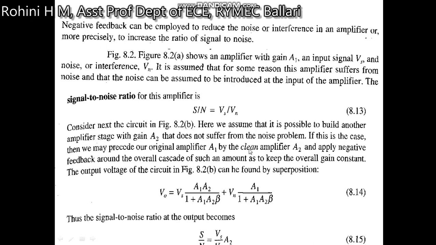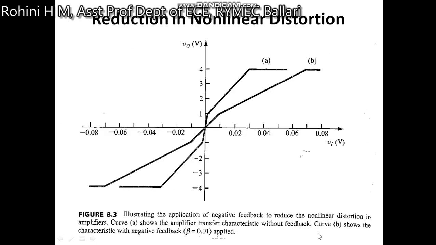Signal to noise ratio is more, multiplied by A2 means signal to noise ratio is more, that is signal voltage is more than the noise voltage when we compare the 8.13 expression with the 8.15 expression. So the next topic is reduction in non-linear distortion. So we need to reduce non-linear distortion that is introduced in the amplifier circuit.